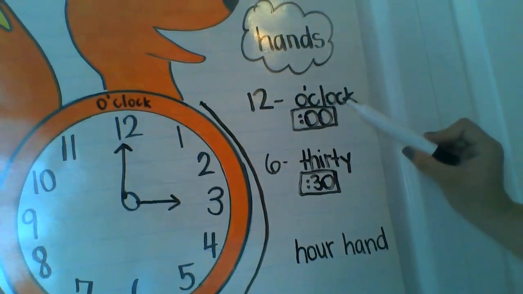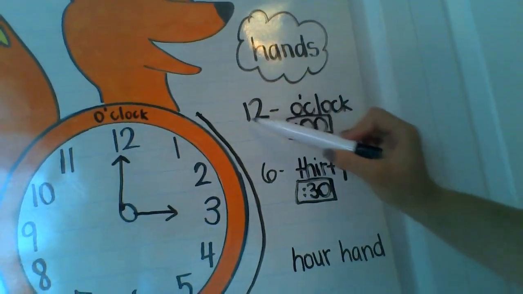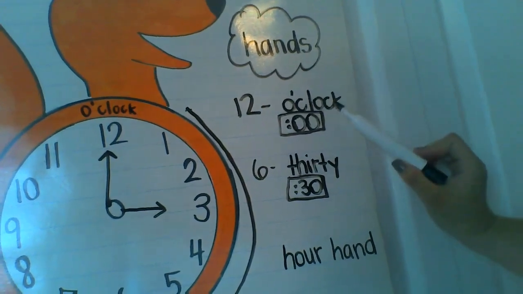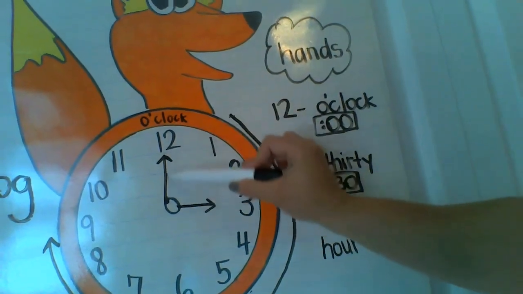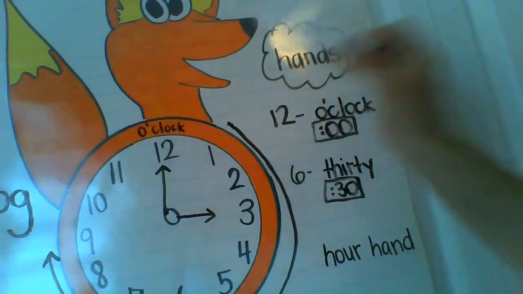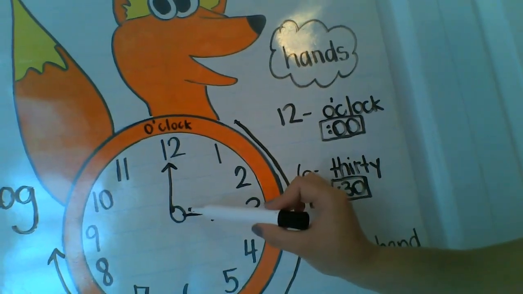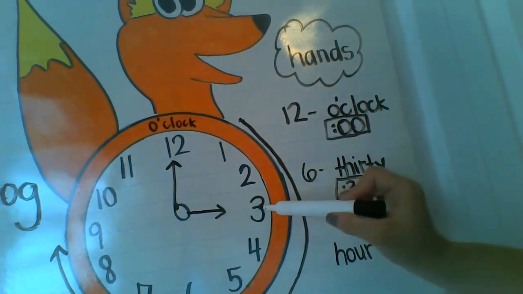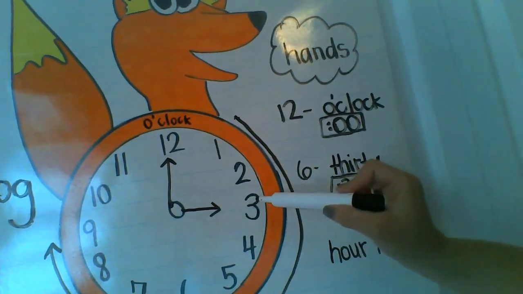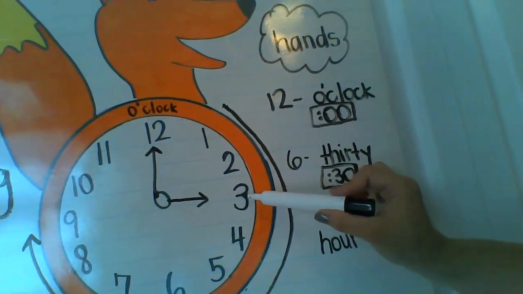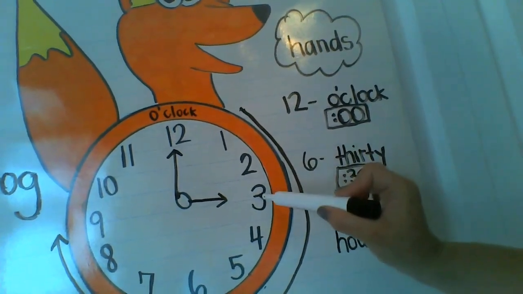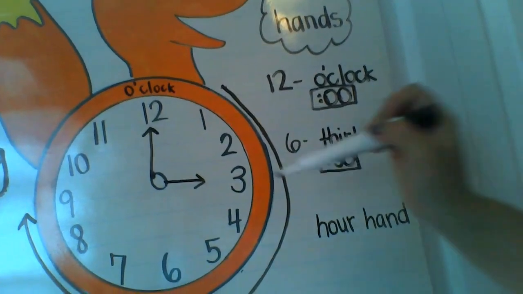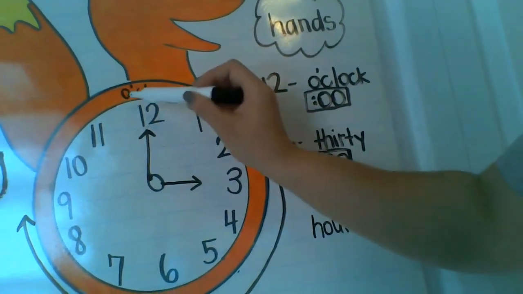And I kind of wrote you a little cheat sheet right here. When you see the long hand on 12, that means o'clock. So we know this is going to be o'clock. Long hand on the 12, o'clock. When you have a short hand pointing to a number, that is the hour hand. The short hand is the hour hand. So the short hand is pointing to the 3, long hand at 12. So how I would say this is I would say it's 3 o'clock. 3 o'clock.